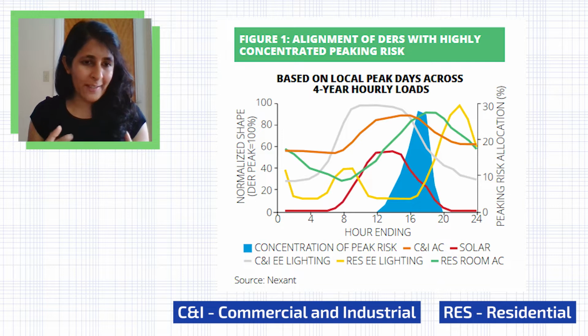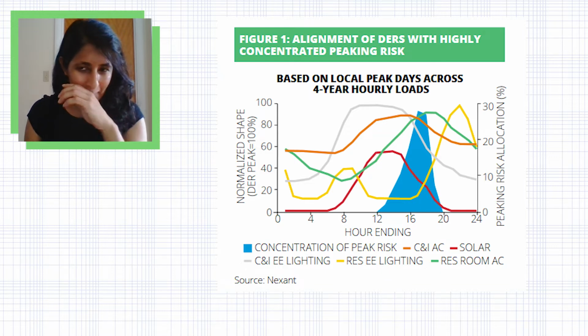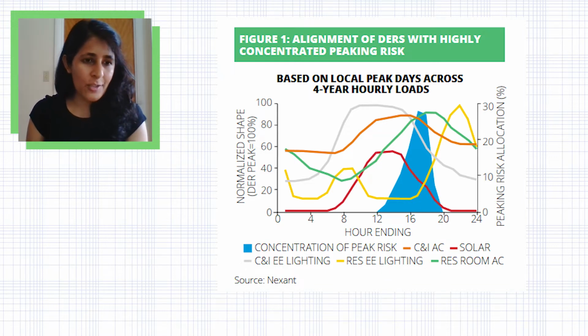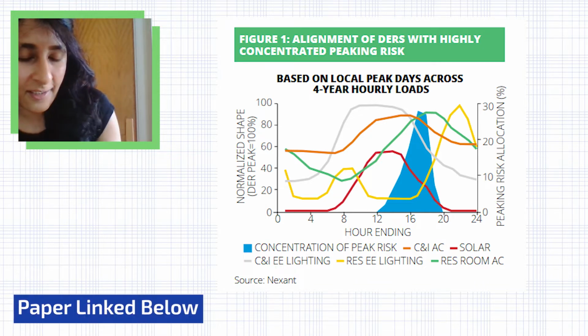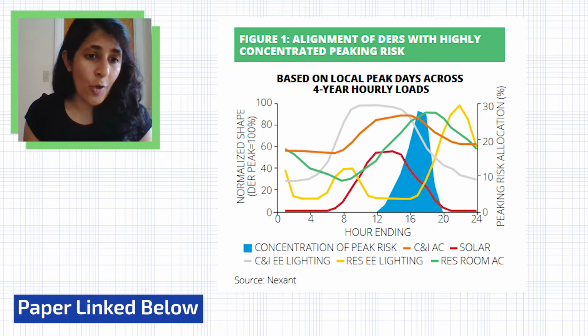And I'll also be talking a little bit about the temporal and the locational differences in how these resources are valued. The graph that you're seeing over here is a graph that I took from a paper written by the Smart Electric Power Alliance in partnership with Nexant. And the paper is about the locational value of DERs.